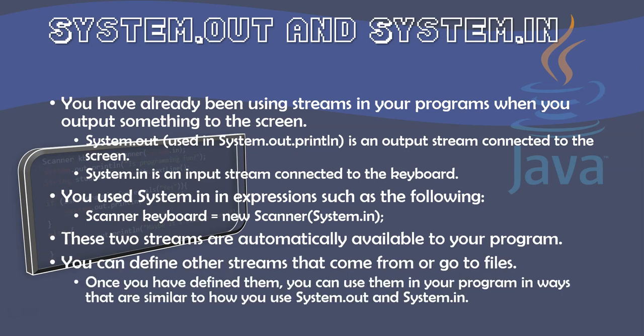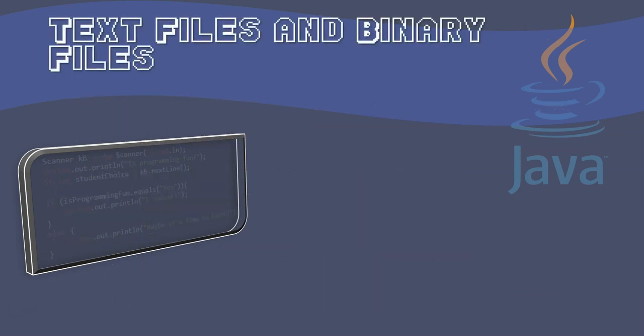Now, we can define other streams that can come from or go to files. And once we define these other streams, we can then use them in our program in ways that are similar to how we use System.out or System.in. All right, so enough talk about streams.